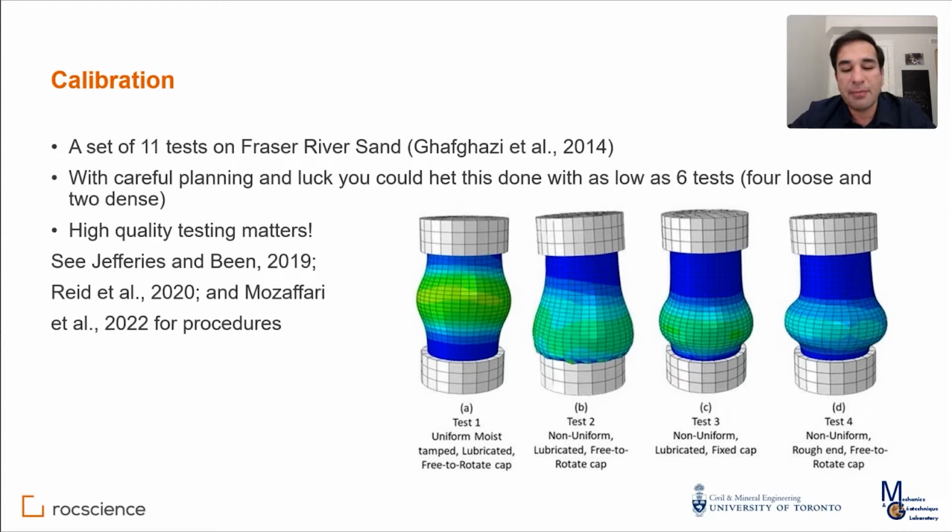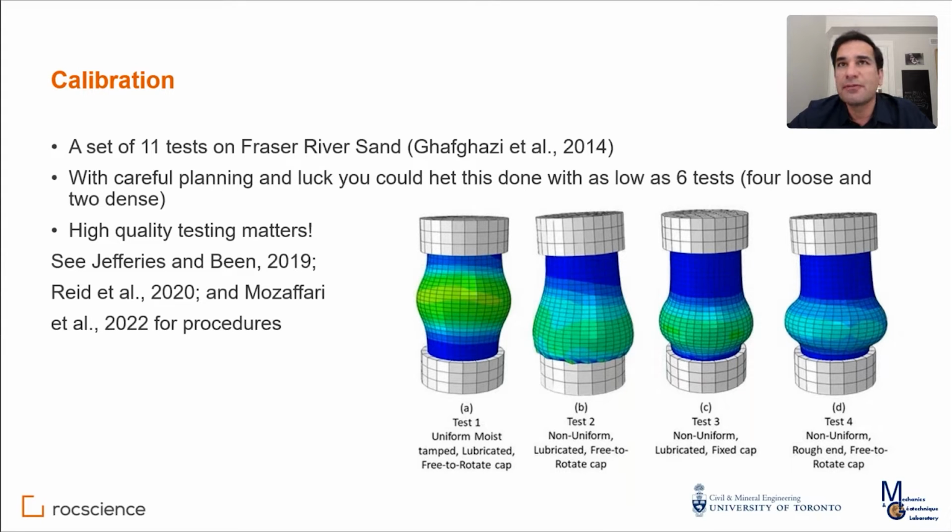I'm going to show you an example calibration from 11 tests that I ran when I was a PhD student some 15 years ago on Fraser River sand. This is sand from Vancouver, British Columbia, Canada. And these were mostly drained tests, as they're supposed to be, with some undrained tests in there.